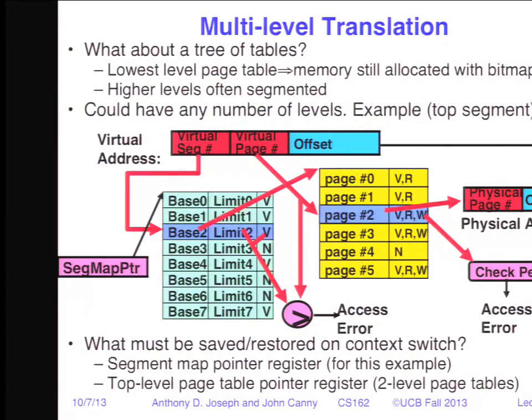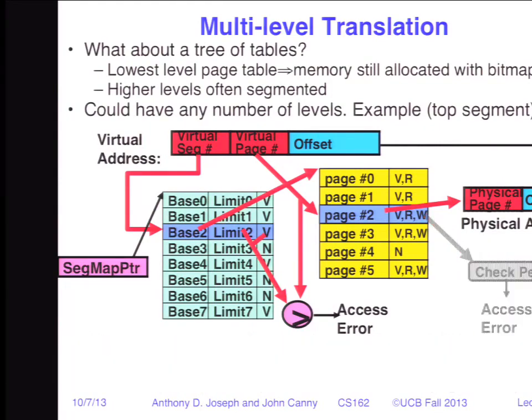Right? That would be a register also. So in both cases, we just need to save a register in order to do our context switch, and then restore a register for the new address space. Yes? So what's the benefit of a multi-level translation?